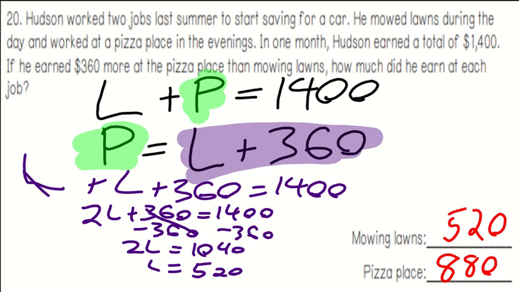Once we have that, if we take it, oh, I was going to draw an arrow. If we take it, we plug it in right there and do L plus 360. That's how we get the 880 that Caden said. We do 520 plus the 360, and that tells us how much you made at the pizza place. Okay? Anybody got any questions on that one?